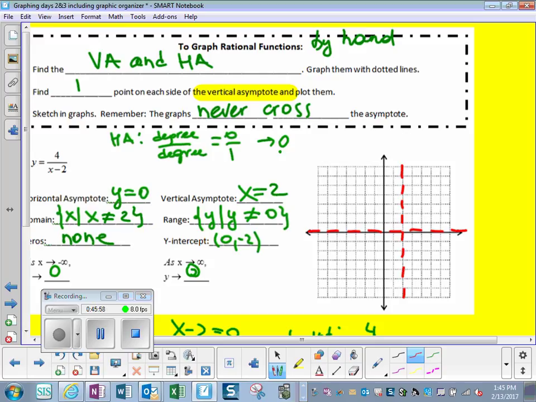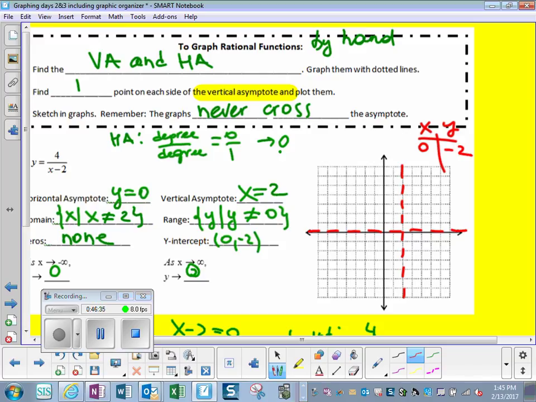I know I will never cross them, so my graph will have these asymptotes. But where? That's the question. So all I need is to find 2 points on both sides of the vertical asymptote. So what I'll use is my xy table. On the left of the vertical asymptote, I'll just use 0. X equals 0. If I plug this in, 4 over 0 minus 2 gives me negative 2.